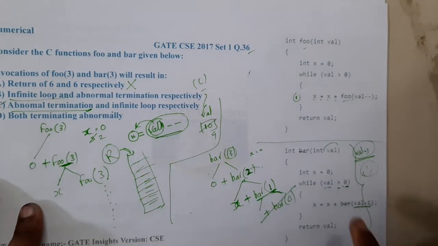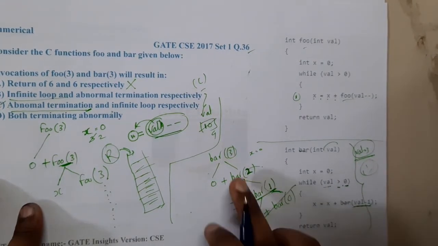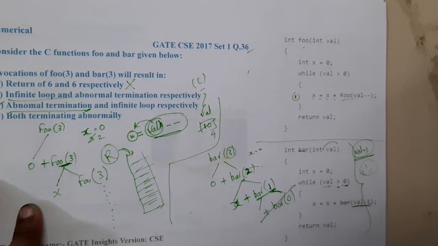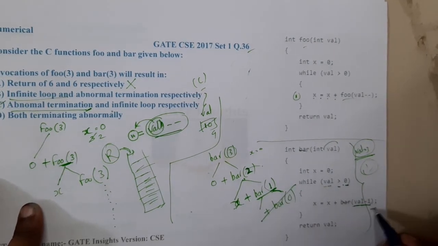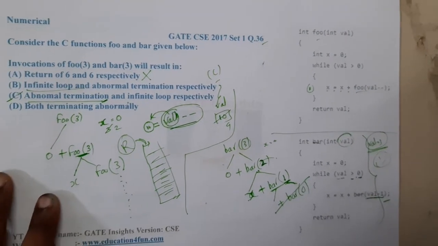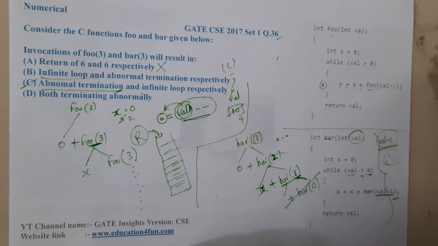The issue here is that you are calling with respect to bar 2, bar 1, bar 0, but you are not updating the value of val. So that is the issue here. I hope everyone got a clear idea on this.